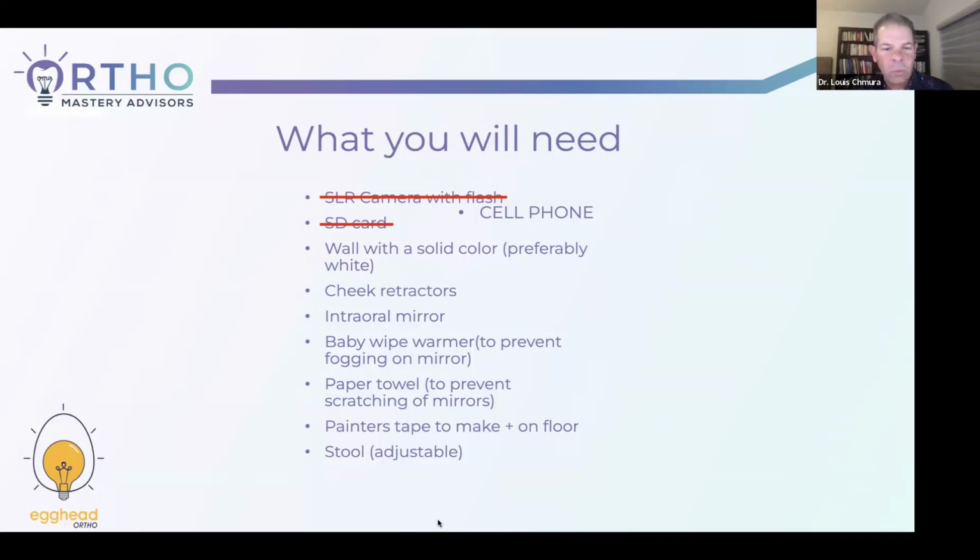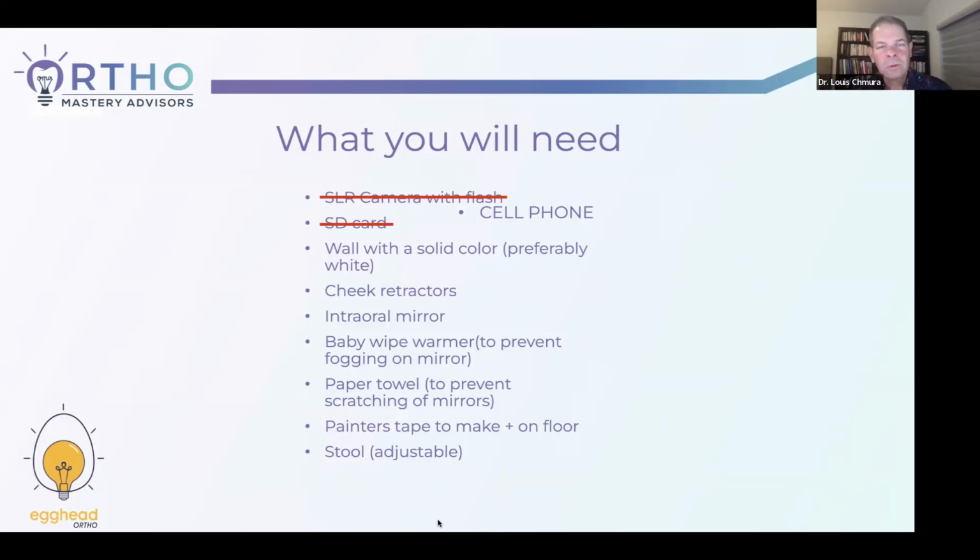But in any case, you want the mirrors to be warm, otherwise they'll fog up, and you've got to time your photo between breaths, which is not fun to do. And then a paper towel between them to prevent scratching. We put painter's tape on the floor where we wanted the patient to stand and where we stood, so that we always had the same distance for extraoral photos.